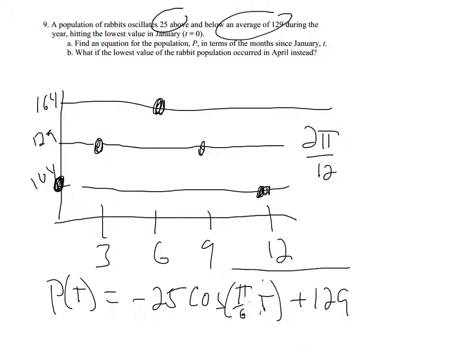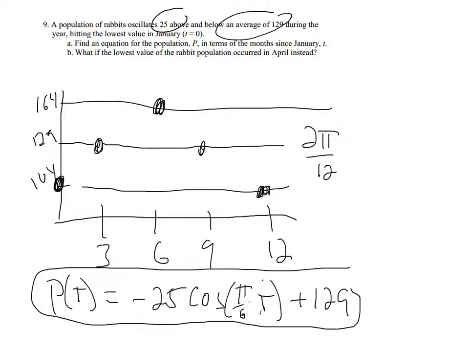So that's an equation. You could graph that on a graphing calculator, Desmos, with these window settings, and you would see that we did it. Now what happens if the low value occurs in April instead? Well, let's see. So that tells me it's been shifted right 4 units.